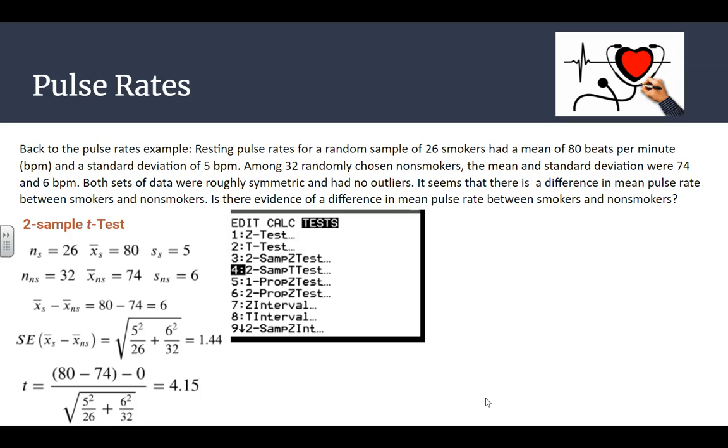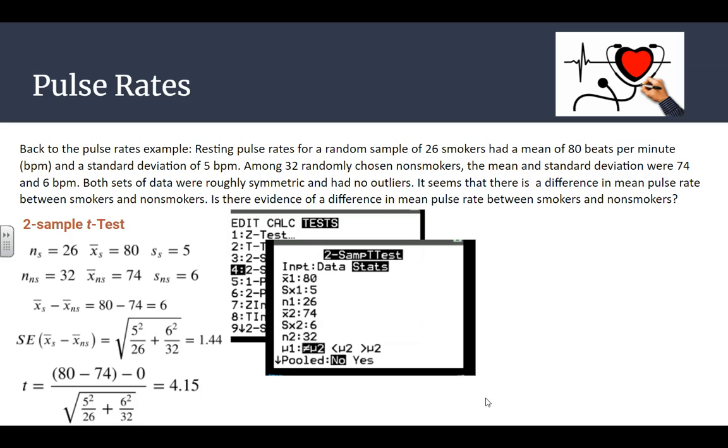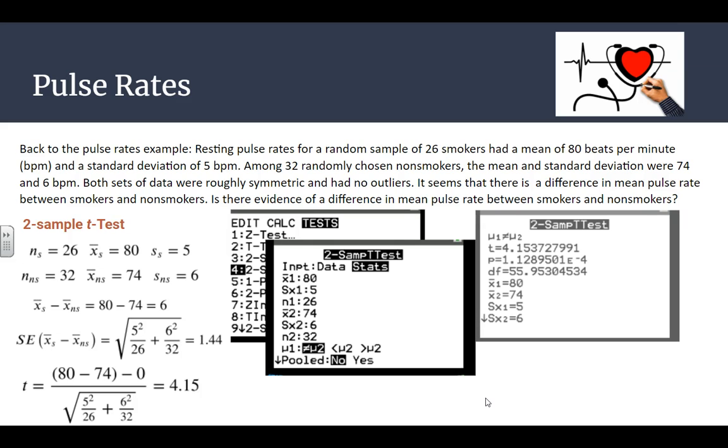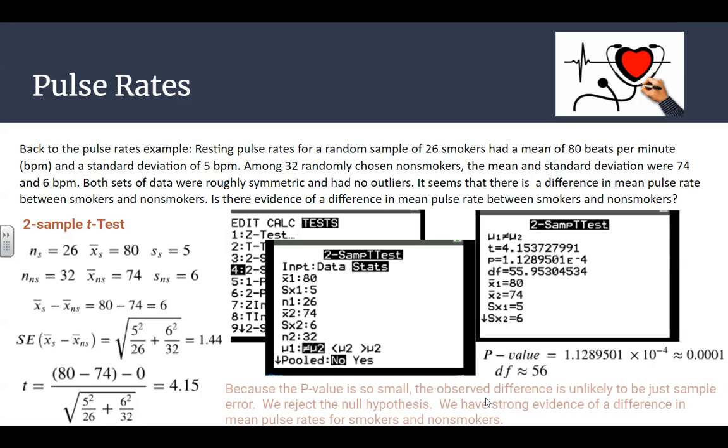So, two-sample t-test. Underneath stat test, we have 2-SampTTest. Again, our mu1, we're expecting to not be equal to mu2. That's my alternative hypothesis. Again, we're not pooling. So this gives us our t value of how far away our sample difference is from the expected difference of 0. And it also gives our p-value. So the p-value is 1.1289 times 10 to the negative fourth. So be careful that this is approximately 0.0001. Degrees of freedom is about 56.